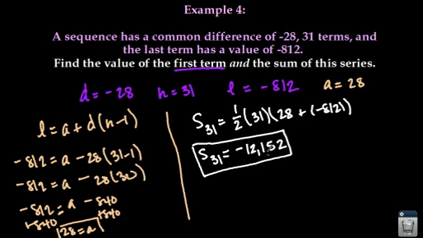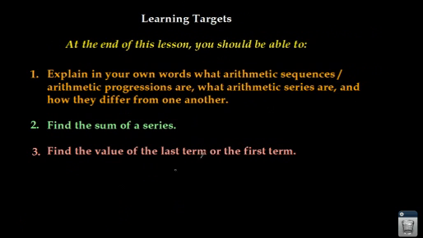What this tells me is that most of our terms are negative. Anytime you get a negative sum, you have to have negative terms, otherwise your sum wouldn't be negative. And the sum of your negative terms has to exceed the value of your positive terms.